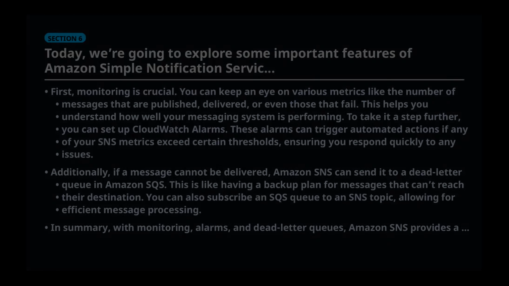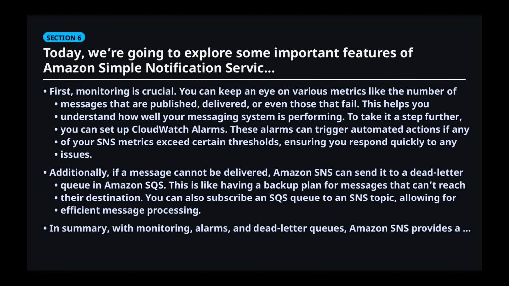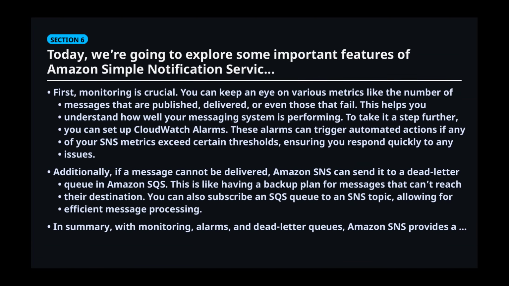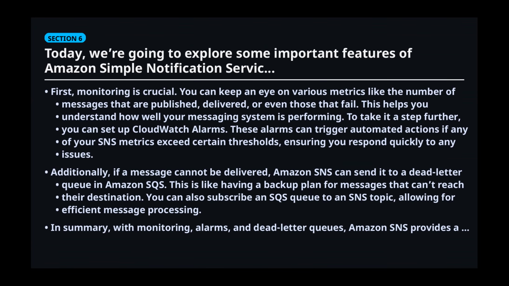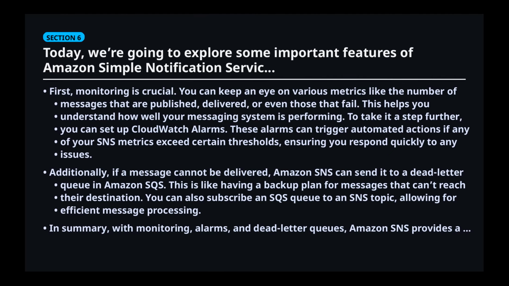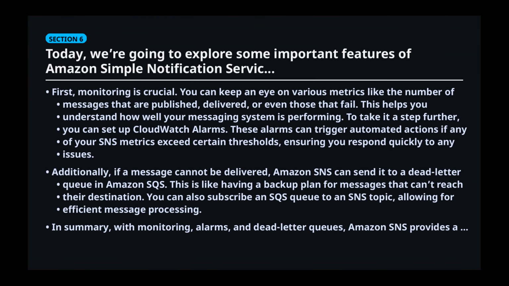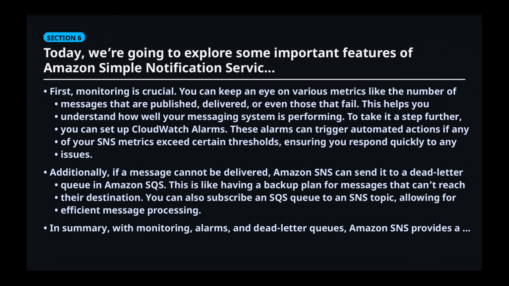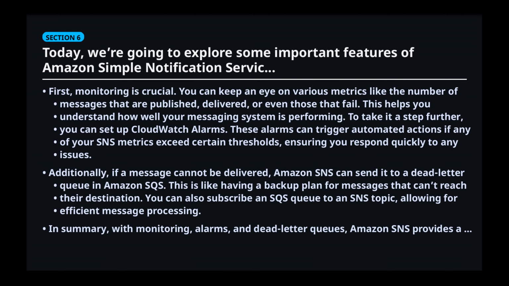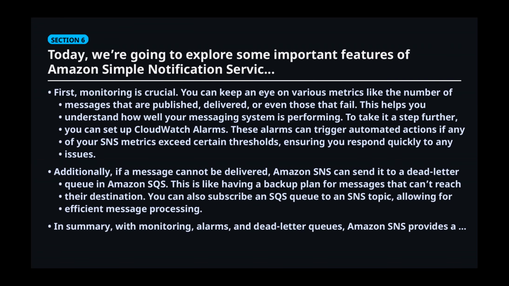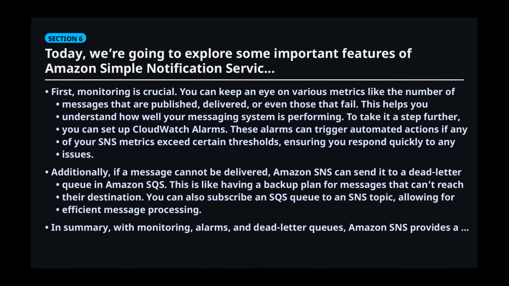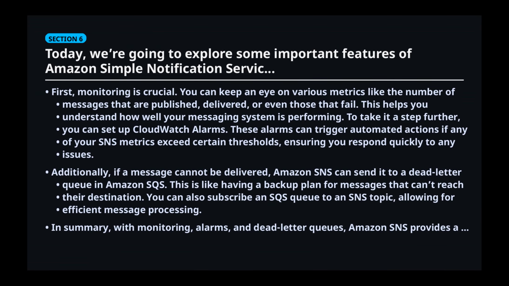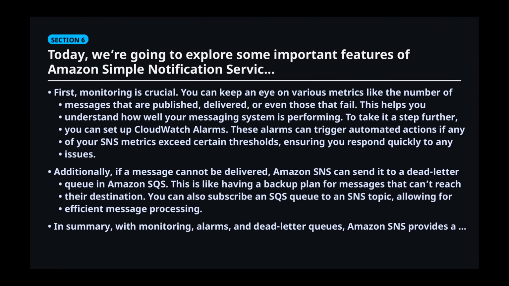Additionally, if a message cannot be delivered, Amazon SNS can send it to a dead letter queue in Amazon SQS. This is like having a backup plan for messages that can't reach their destination. You can also subscribe an SQS queue to an SNS topic, allowing for efficient message processing. In summary, with monitoring, alarms, and dead letter queues, Amazon SNS provides a robust way to manage notifications and ensure reliable message delivery across your applications.